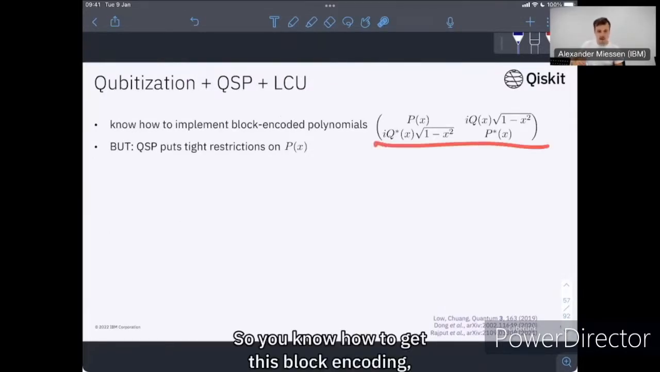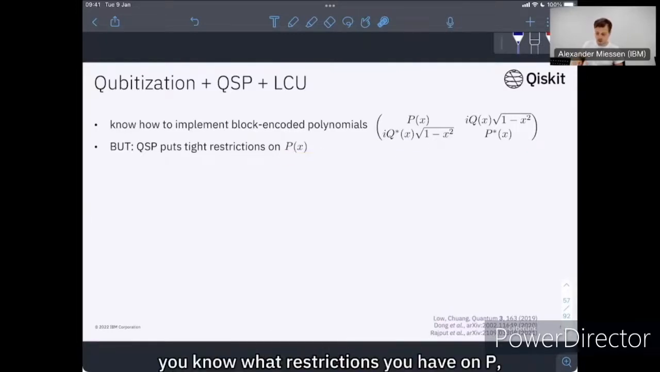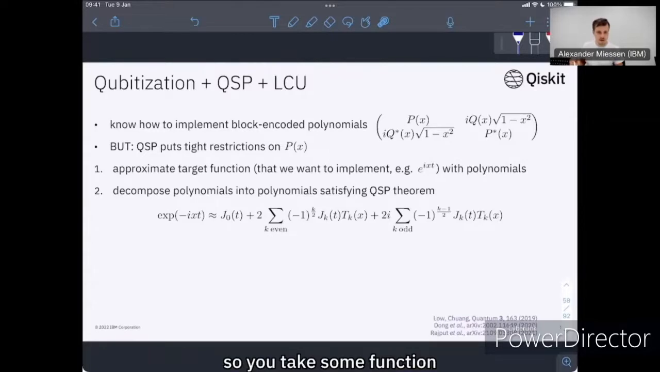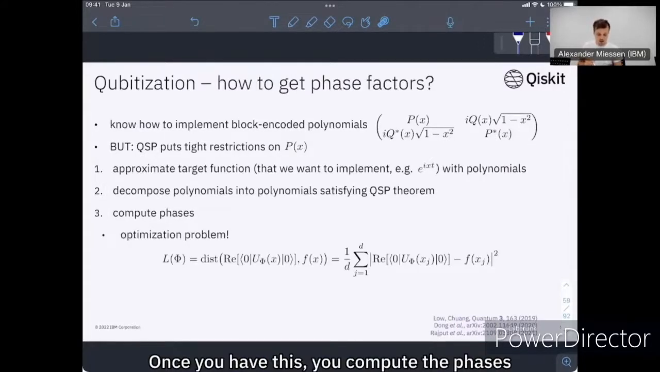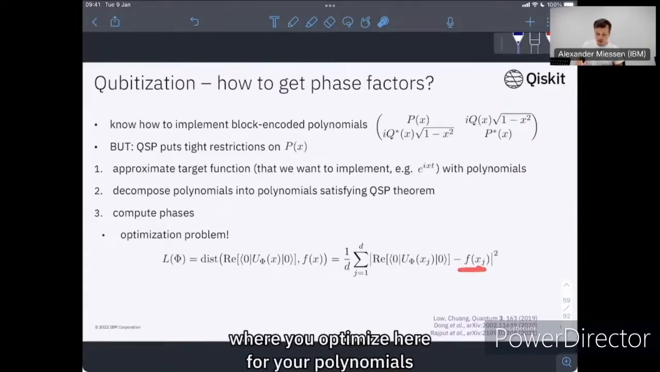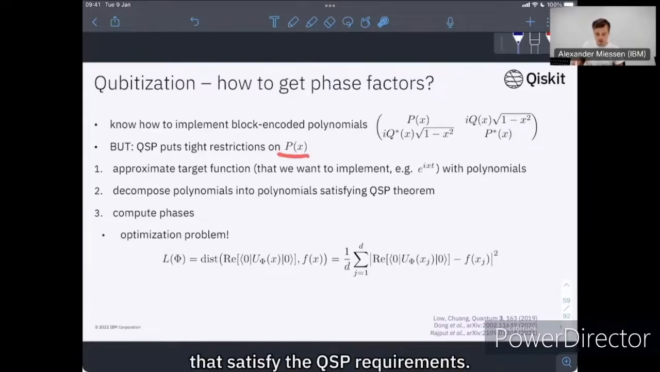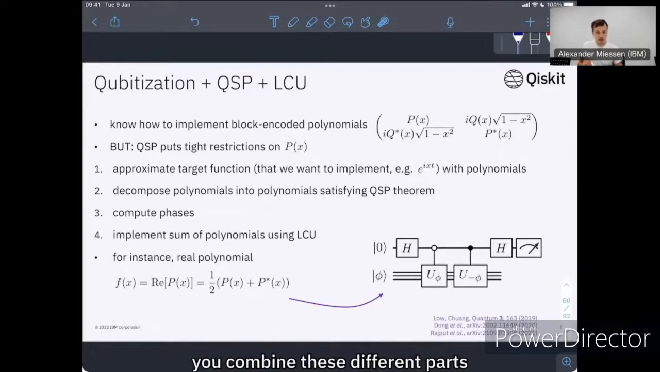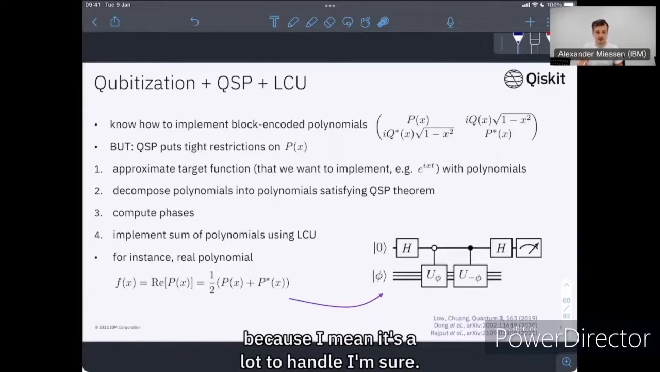So you know how to get this block encoding, you know what restrictions you have on P, so you take some function that you want to implement approximately, say our Hamiltonian time evolution, and you expand it into polynomials that satisfy these QSP requirements, okay? So here this even and odd series of these Chebyshev polynomials. Once you have this, you compute the phases with this just two-dimensional optimization problem, where you optimize here for your polynomials that satisfy the QSP requirements. And then once you have this, you combine these different parts using your LCU circuit. Okay? So that's all, in quotes, because I mean it's a lot to handle, I'm sure.